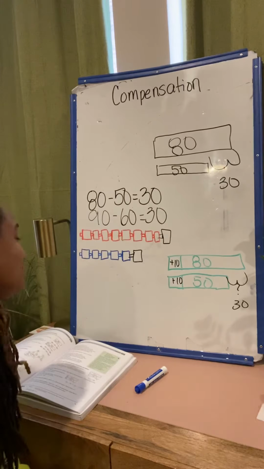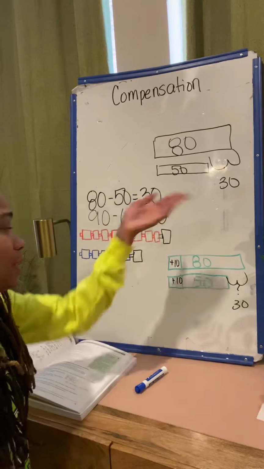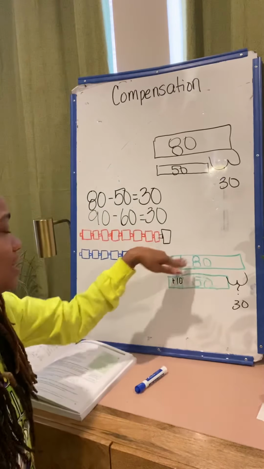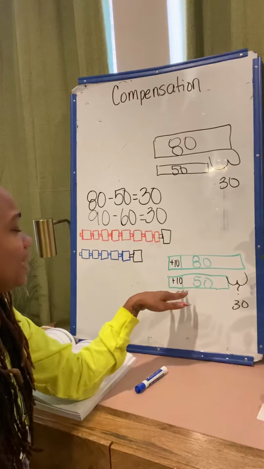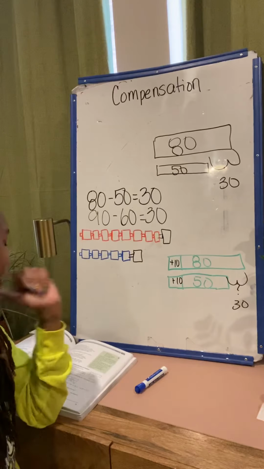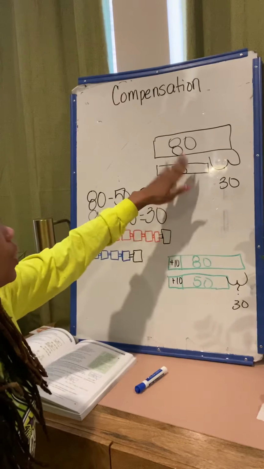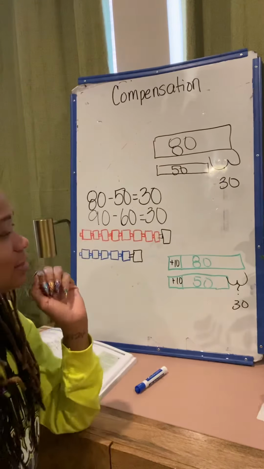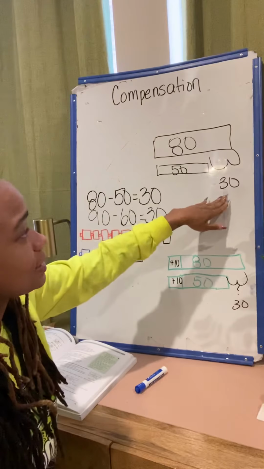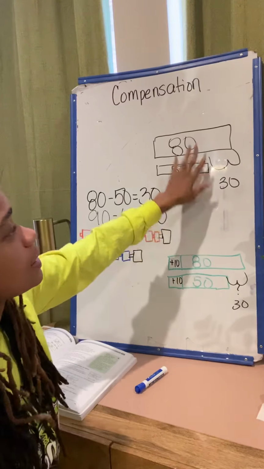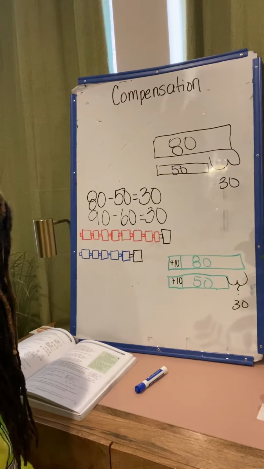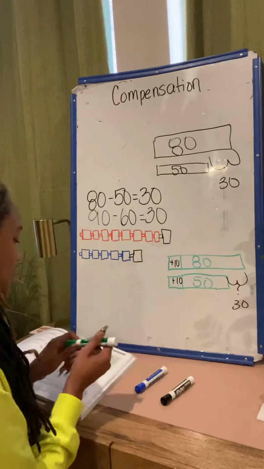So we know that 80 is the whole and 50 was one of the parts. So that means that 30 was the other part. And in this example, 90 was the whole and 60 was one of the parts. And we know that 30 is the other part. And when we add 30 plus 50, we got 80. So we know that that's the right answer because remember, when you add the two parts together, it should equal the total. So we're going to go ahead and look at these number bonds.